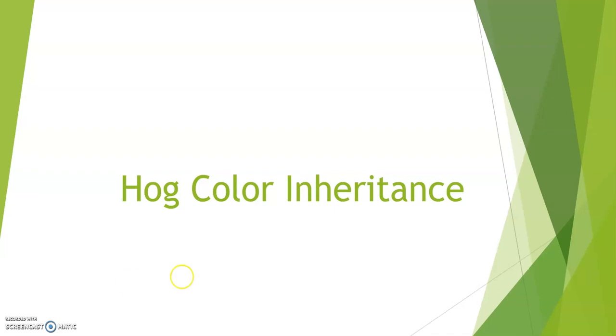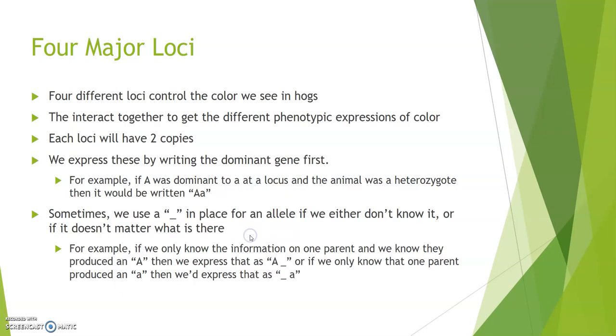So we went through this in class. But there are 4 different loci. You should all have the Hog Color Inheritance worksheet. If not, it is on D2L under Content. I think it's just labeled a Hog Color worksheet. It lists out the 4 different loci that we see on the front page and basically what they are, and then on the second page, it has all the genotypes for the hogs.